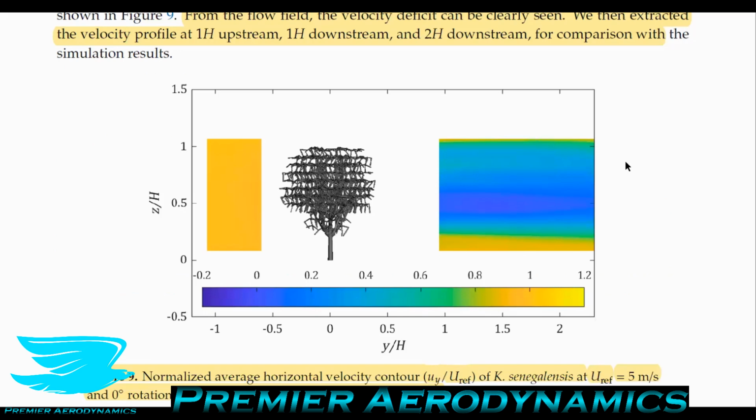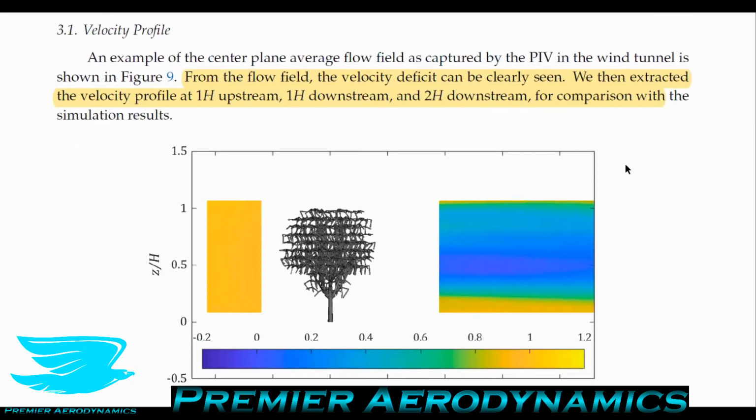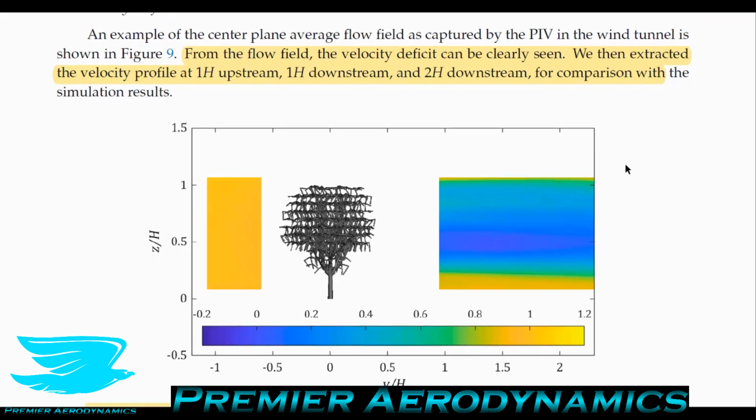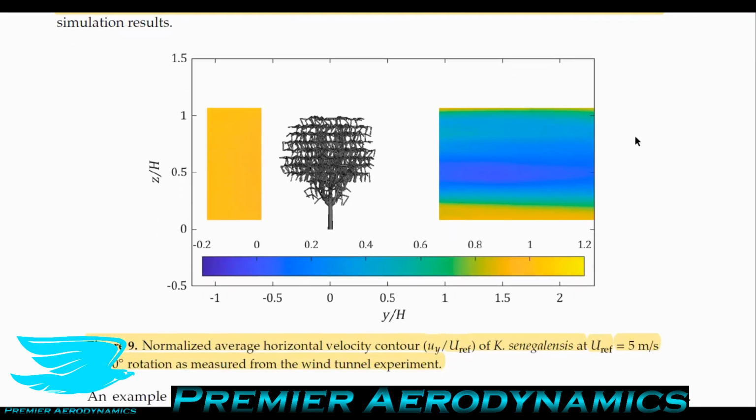So they used PIV and load cells and LDA to wake survey their trees. And they have one figure here, figure 9. They take from the flow field, the velocity deficit can be clearly seen. They extracted all their PIV data and plotted it onto this graph, with the tree in the middle and then upstream and downstream of it. They normalize the velocity to the free stream velocity, which is 5 meters per second.